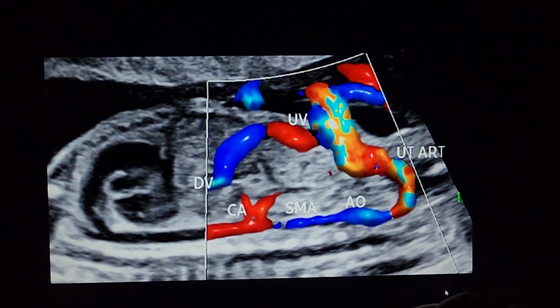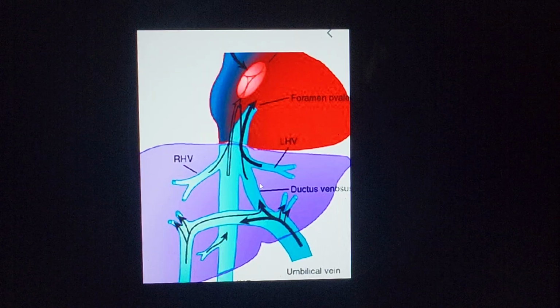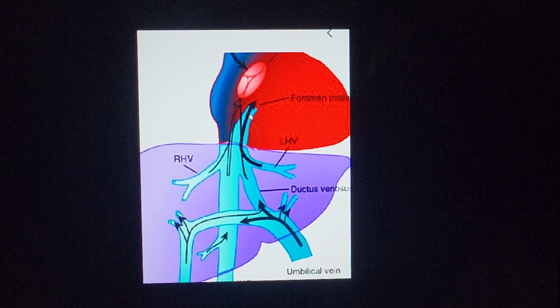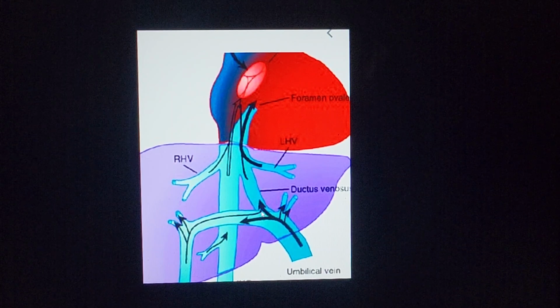So here you can see this is the umbilical vein. It enters the liver and it reaches the portal sinus. That's the right portal vein. This is the inferior vena cava. These are the hepatic veins. That's the right atrium. Here we have the foramen ovale. Now this structure between the umbilical vein and the IVC here is the ductus venosus.